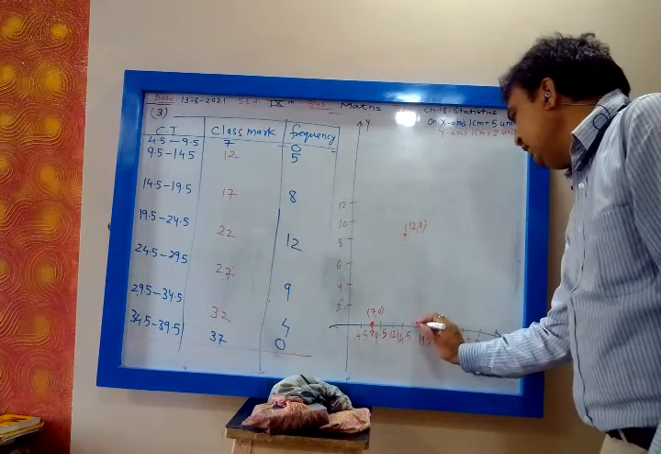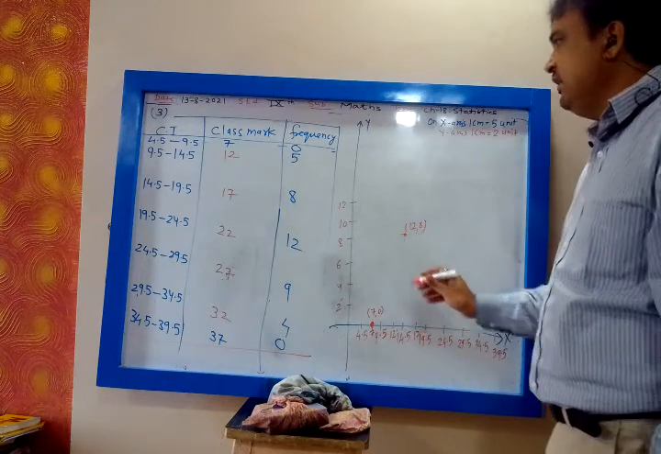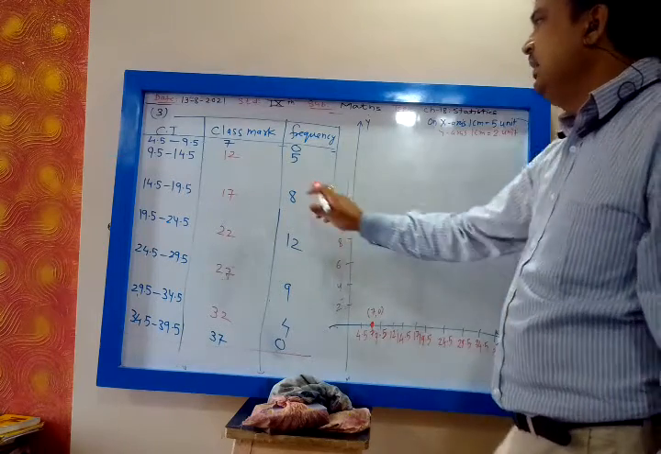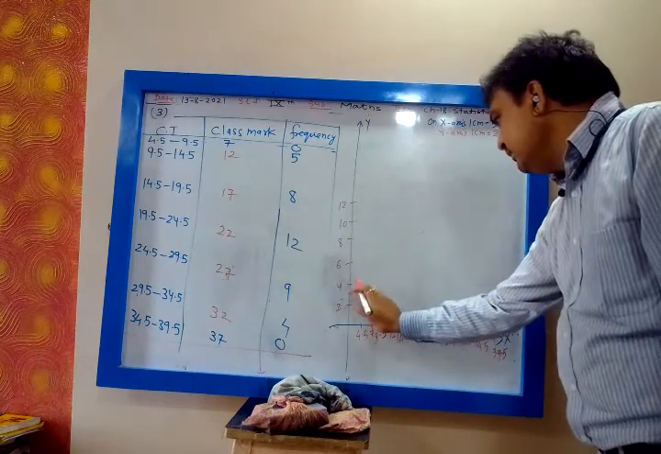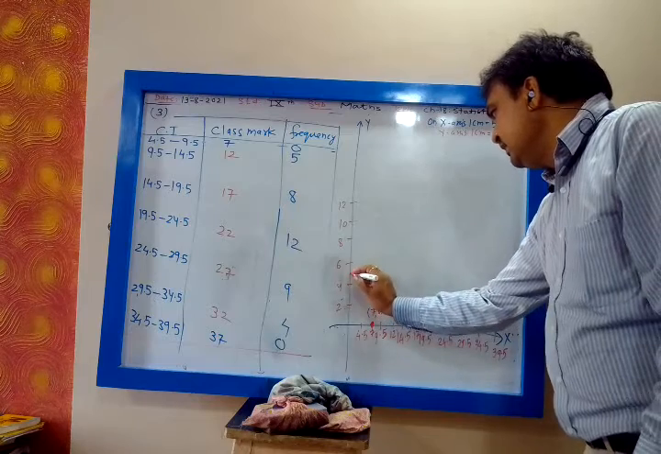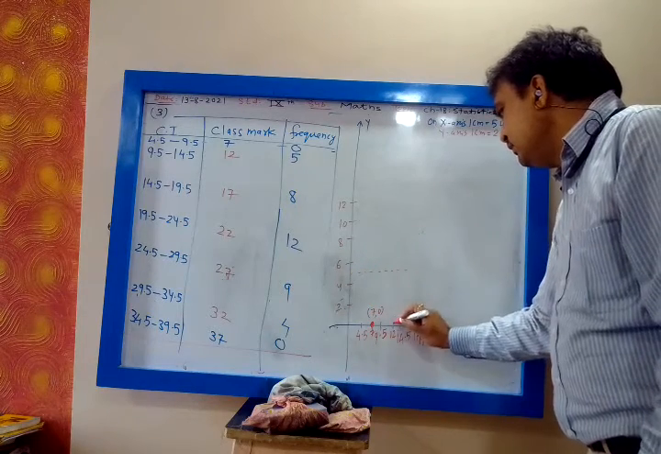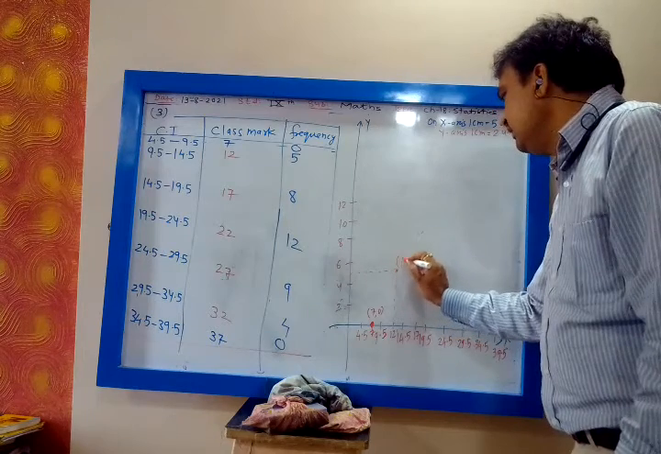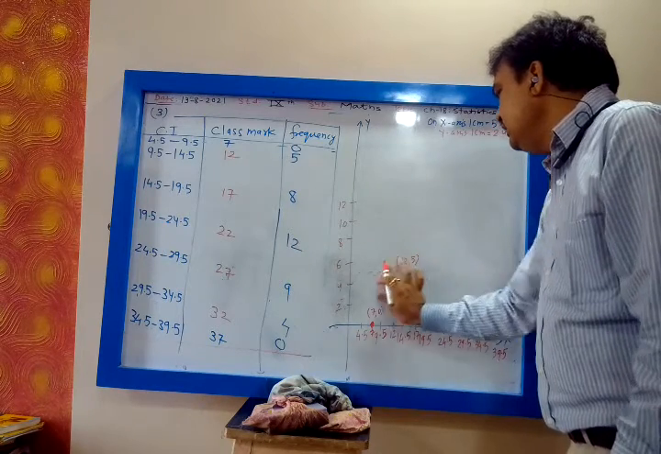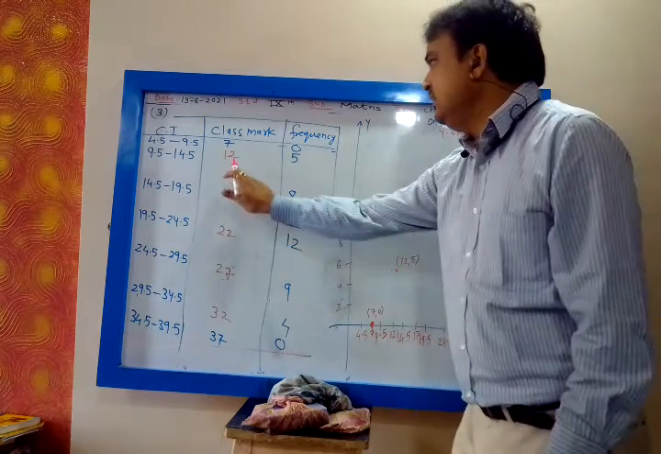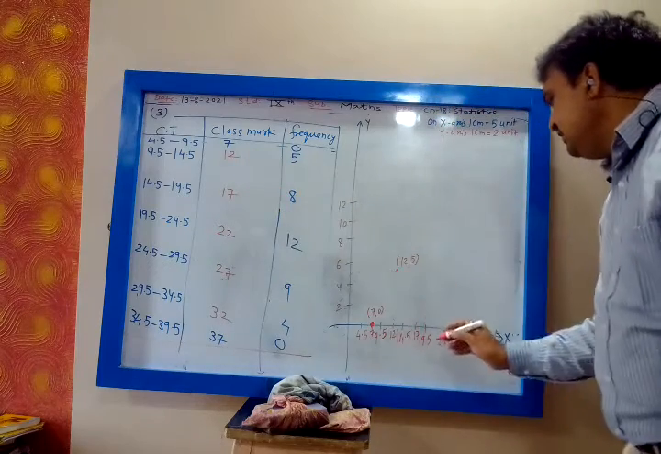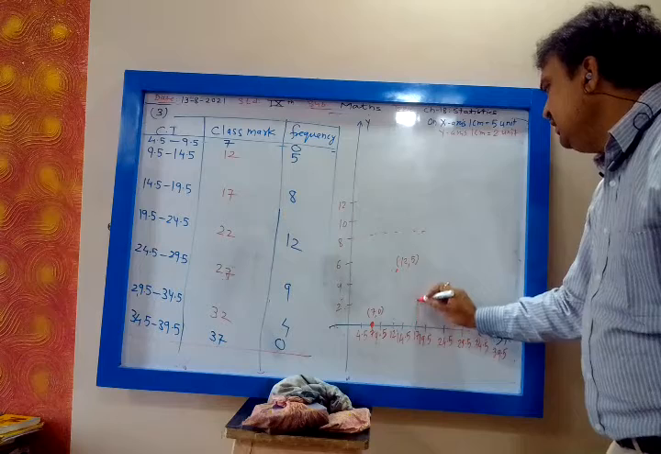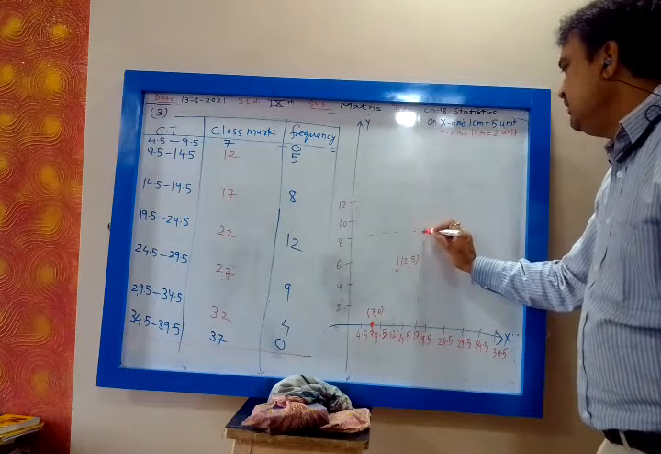Then 14.5 to 19.5, class mark 17. What is the frequency? 8. For 12, the frequency is 5, between 4 and 6. There is 5. So this will be 12, 5, my dear. You see the class mark and the frequency. For 17, it is 8. This is 17 comma 8.